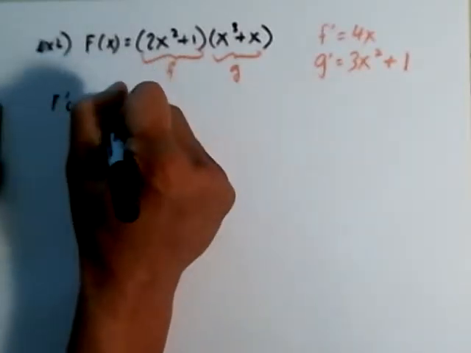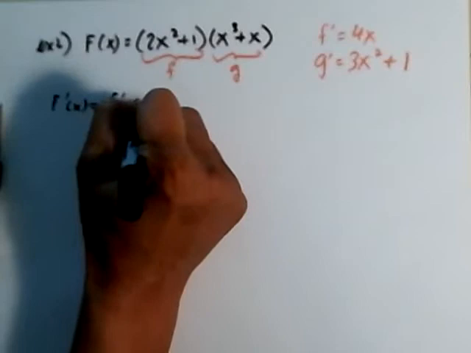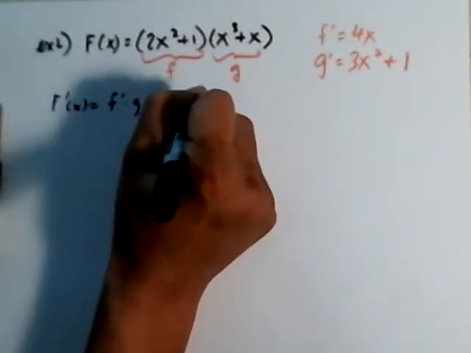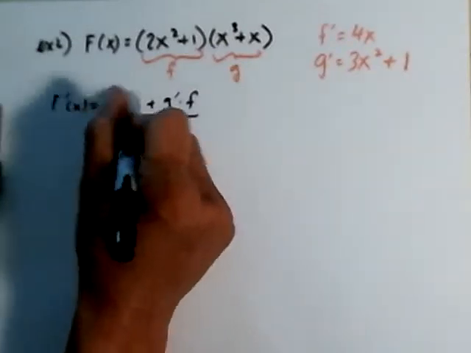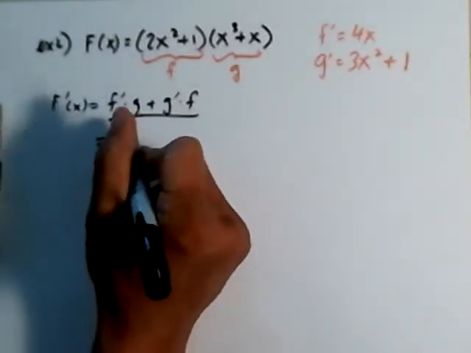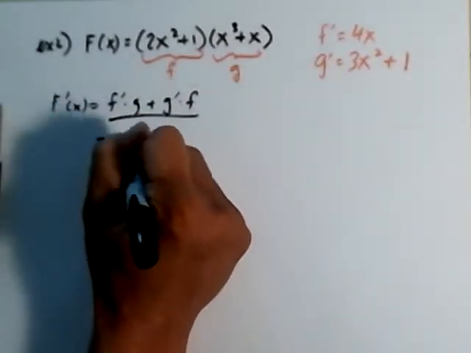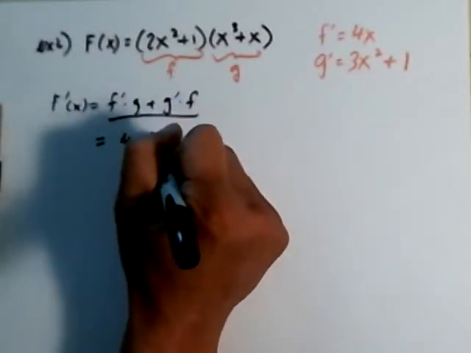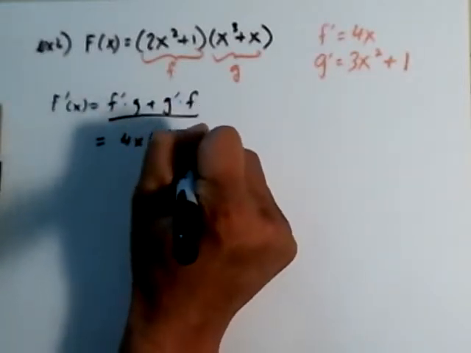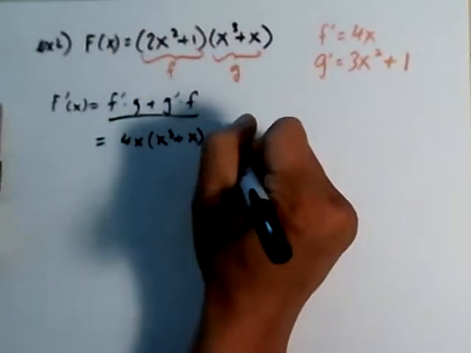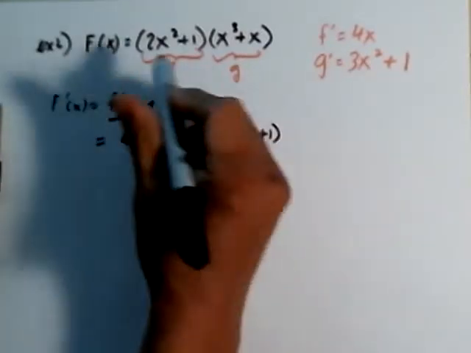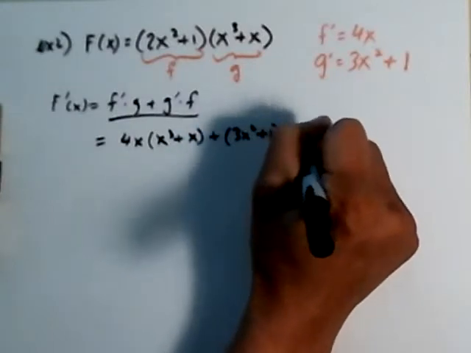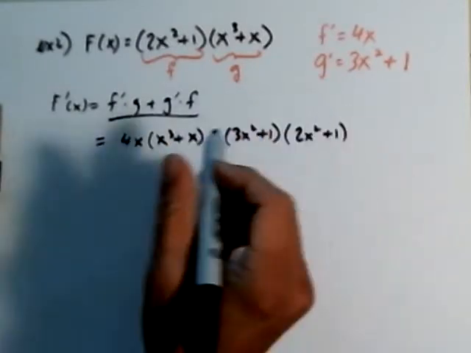F prime of x is going to be f prime times g plus g prime times f. It's a really nice idea, always to write the formula out before you start. You'll automatically memorize it. F prime is going to be 4x times g, which is going to be x cubed plus x, plus g prime, which is going to be 3x squared plus 1, times f, which is going to be 2x squared plus 1.